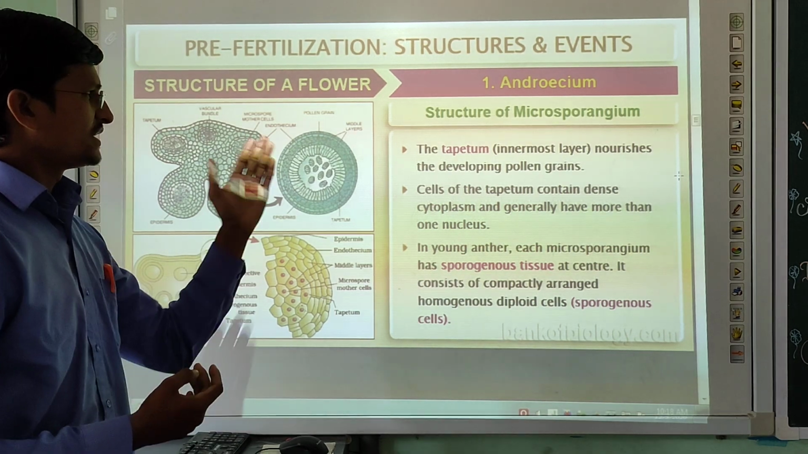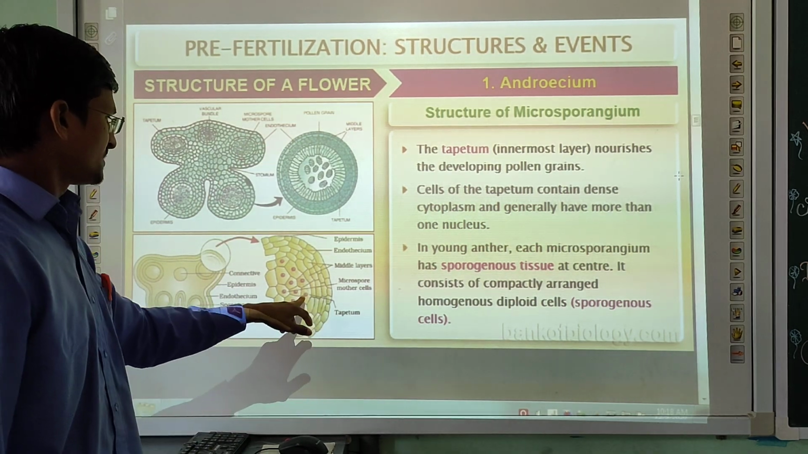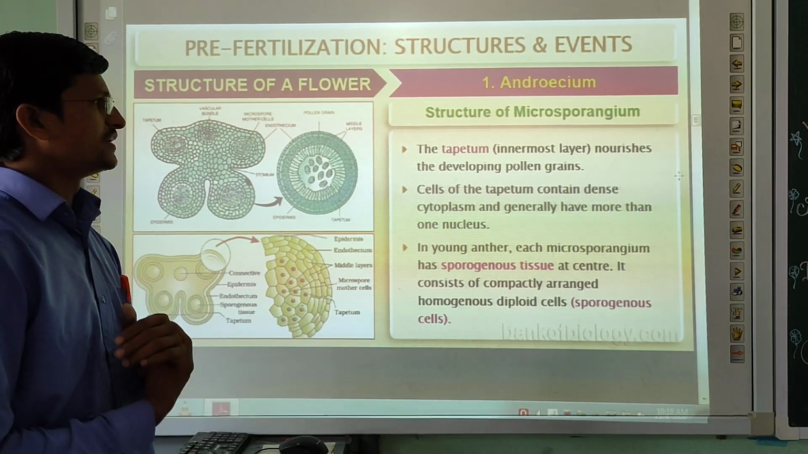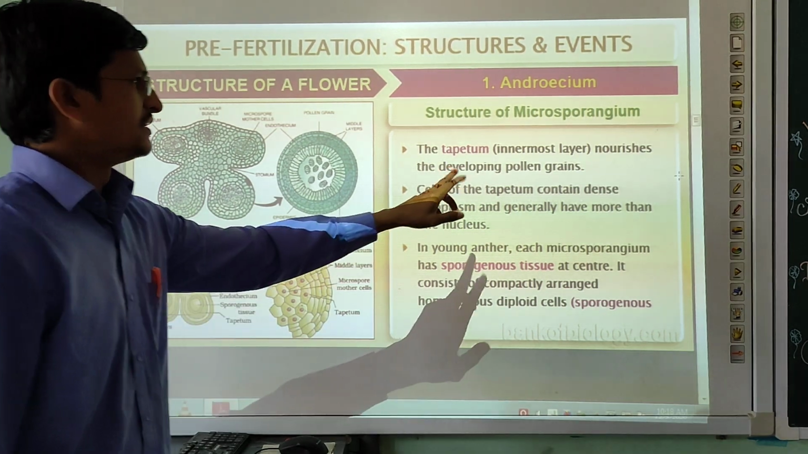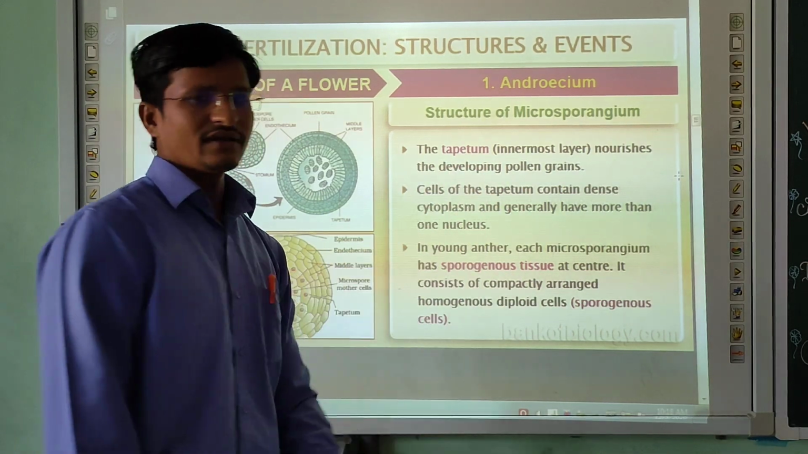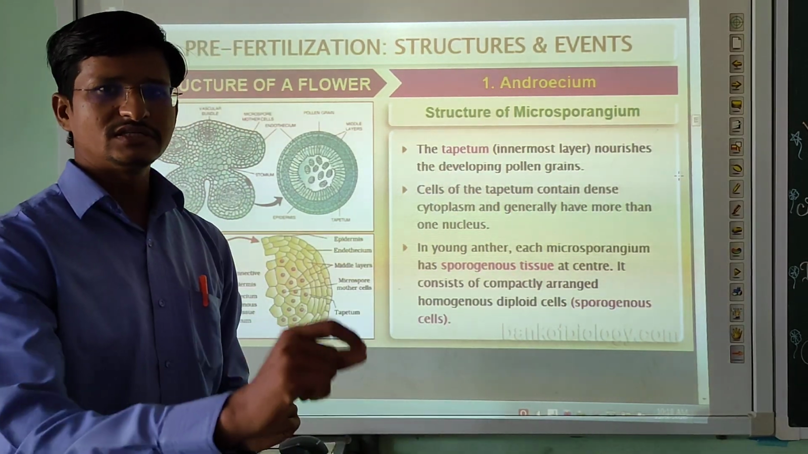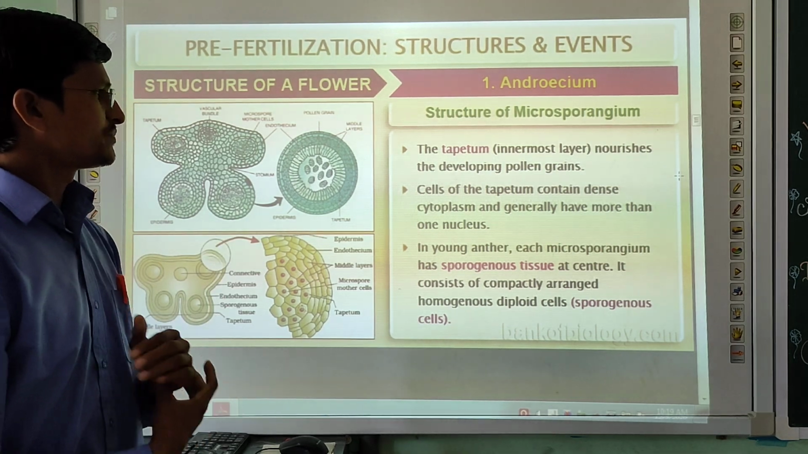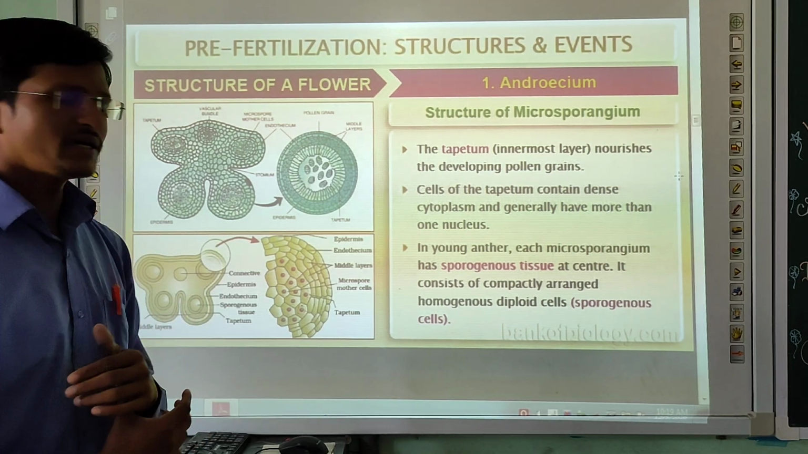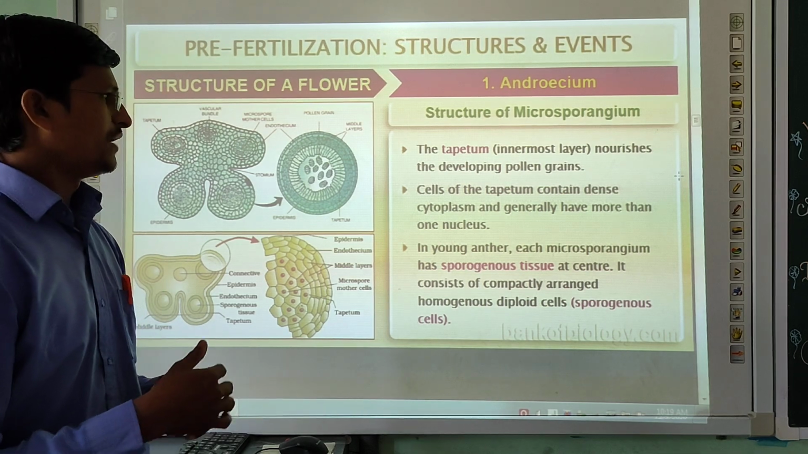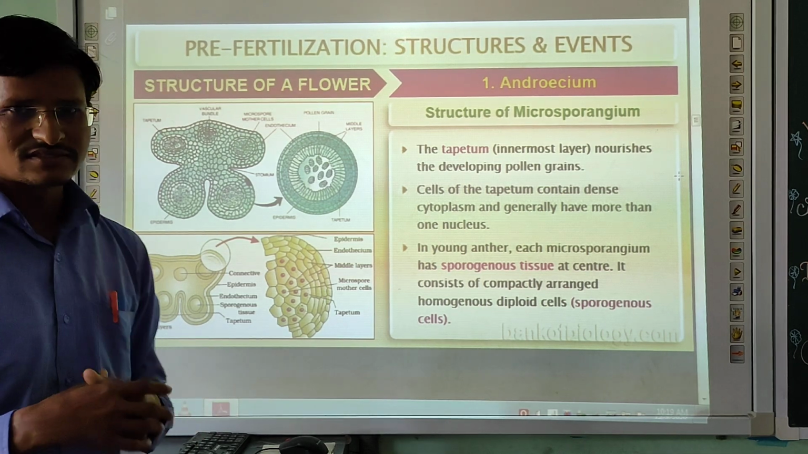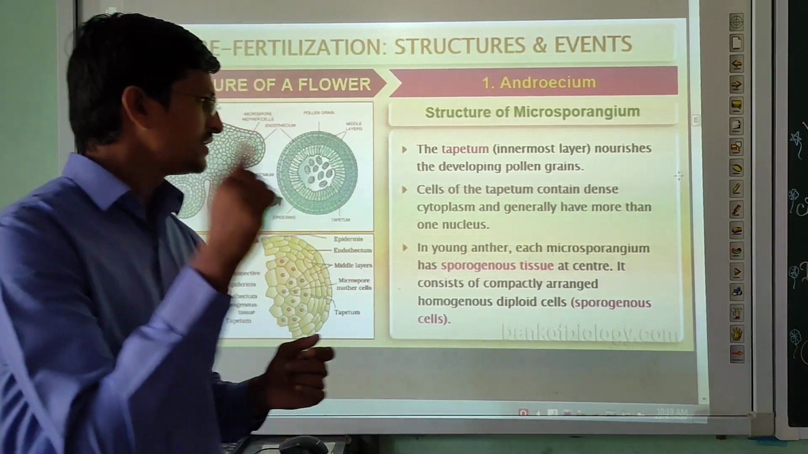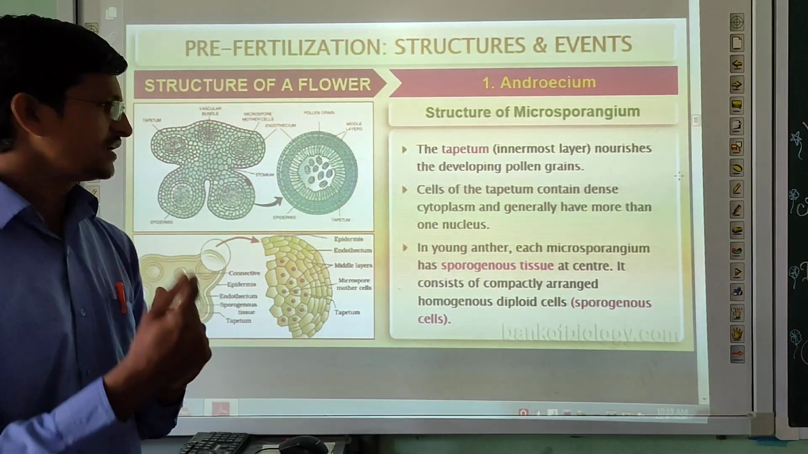In the structure of the microsporangium, you can see the tapetum. The tapetum is here. I am talking about this part. The tapetum is the innermost layer. It nourishes the developing pollen grains, providing the nutrients and nourishment. The cells of the tapetum contain a dense cytoplasm and generally have more than one nucleus, so bipolar, we can say more than one nucleus.